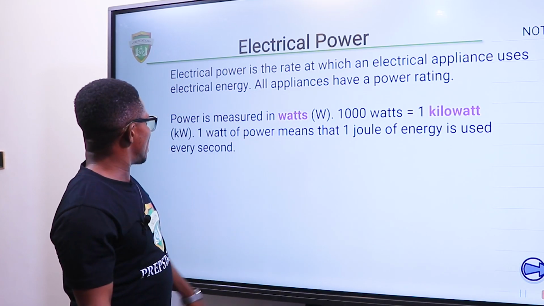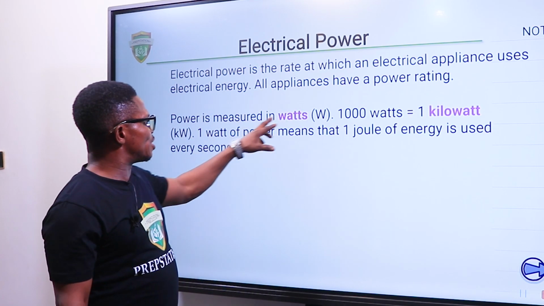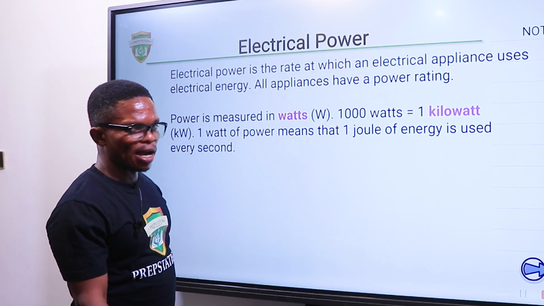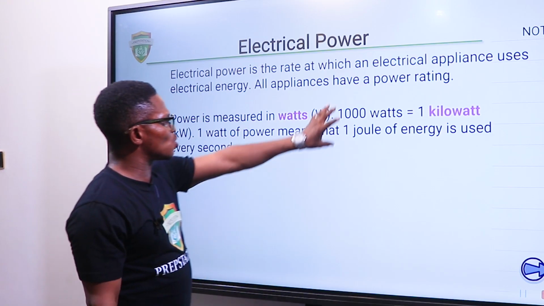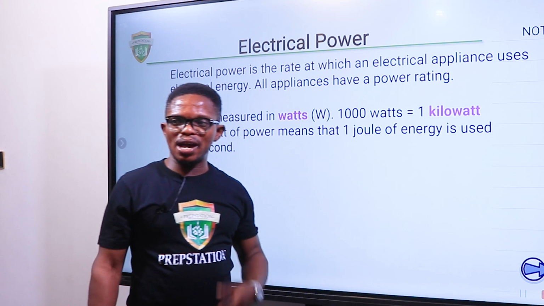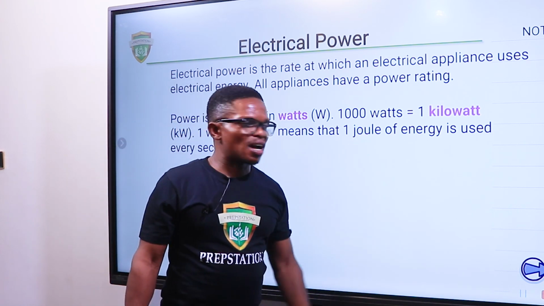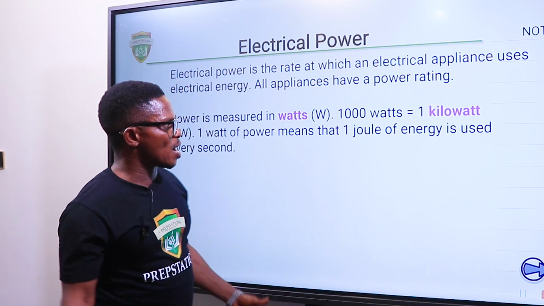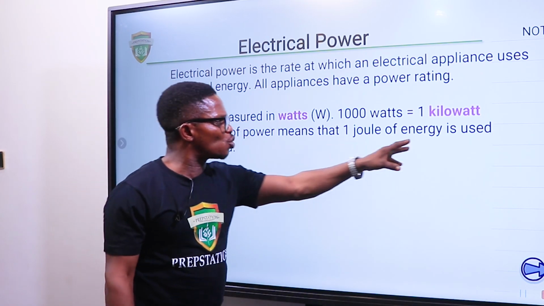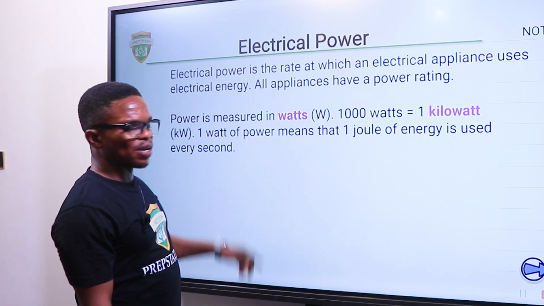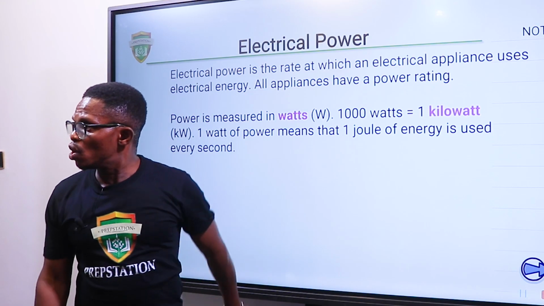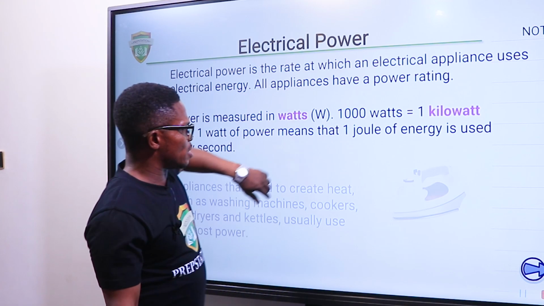So how do we calculate electrical power? Power is measured in watts. Yes, even in mechanics, the unit of power is watts, okay? And 1,000 watts is equivalent to a kilowatt. I want to believe we are familiar with this. When you are buying units for your prepaid meter, you always see something like 1 kilowatt, 2 kilowatts, and all of that. So 1 watt of power means that 1 joule of energy is used every second. So 1 watt means you are using 1 joule of energy in every second.